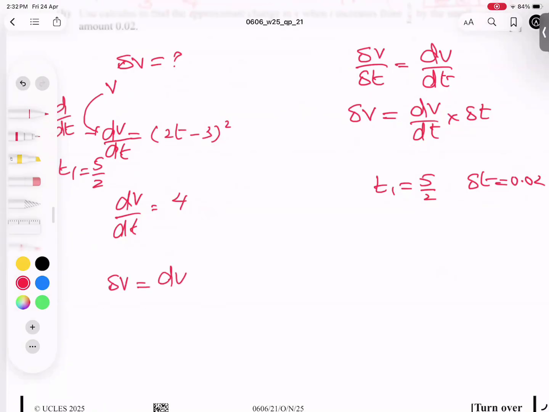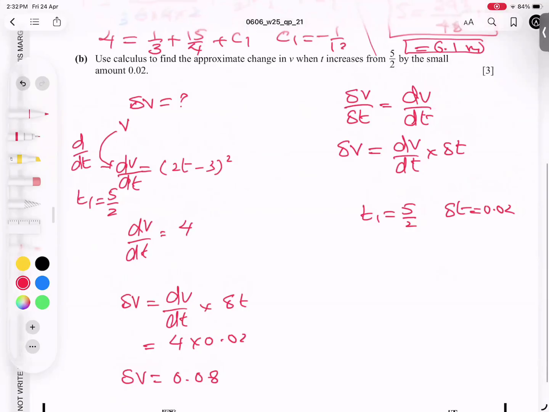So dv over dt times delta t. This value we got is 4, and delta t is 0.02. So we got 0.08. I hope all points are very clear. Alhamdulillah Rabbil Alameen, and the question is completely over.